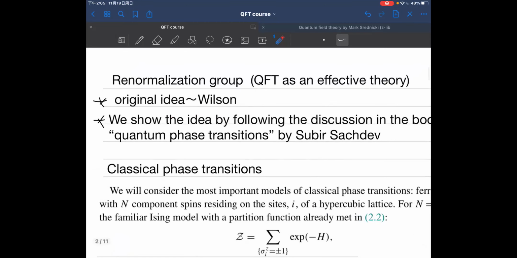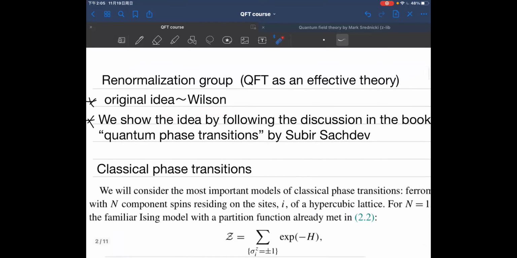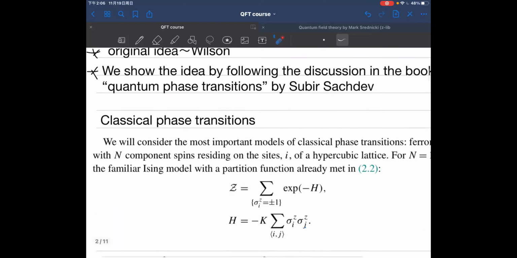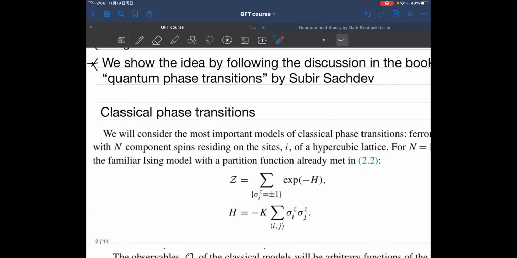The original idea you can see is from two papers of Wilson. But here we found that the discussion in the book Quantum Phase Transitions gives quite good insight into this topic, so I just follow the content of this book. At first, we take the classical phase transition as an example. What does it mean when we say classical phase transition? It means that in the Hamiltonian, you regard everything as a C-number.